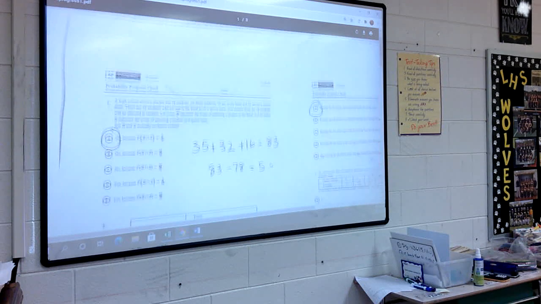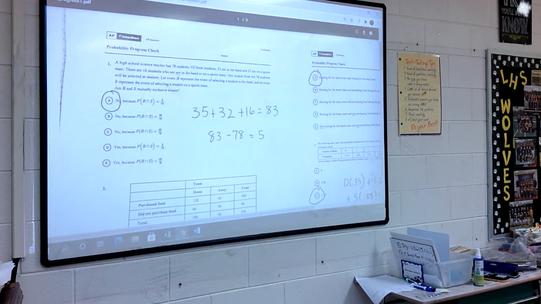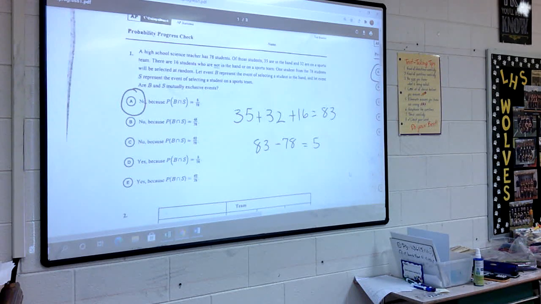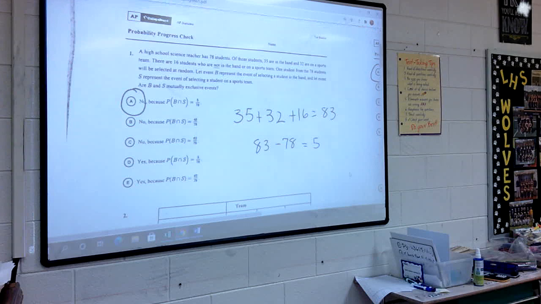So in number 1, it says a high school science teacher has 78 students. Of those students, 35 are in the band, 32 are on a sports team, and there's 16 that are not on either. So we know 35 plus 32 plus 16 is 83. Now, that would mean if 35 were in band, 32 were in sports, and 16 were in neither, they would add up to 83, but there's only 78 students. So that means some of them must be in both.